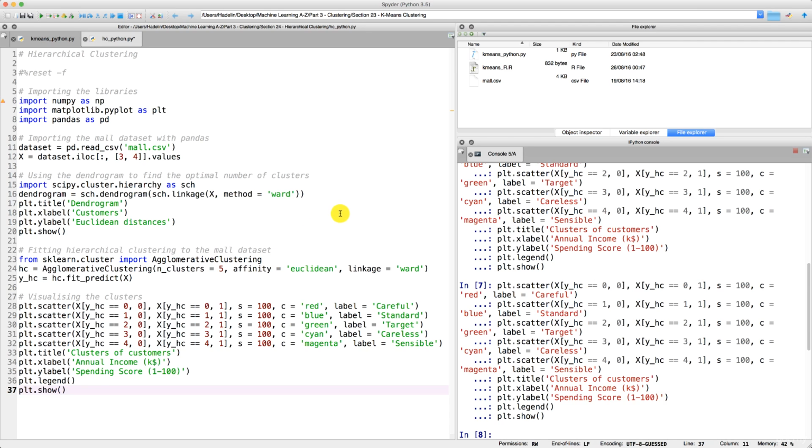However, later in this course, we will see a super powerful technique that will allow us to reduce the dimensions of our dataset. So for example, if we're doing a clustering analysis with more than 2 dimensions, we will be able to reduce the number of dimensions to 2. And in that case, you can select this last code section here, visualizing the clusters, to see your clusters in 2 dimensions. Okay, so that's the end of this section on hierarchical clustering with Python.